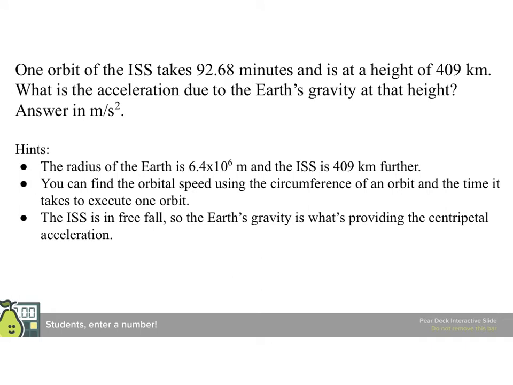One orbit of the International Space Station takes 92.68 minutes and is at a height of 409 kilometers. What is the acceleration due to the Earth's gravity at that height? Let's see if gravity has fallen off, and we'll answer in meters per second squared.